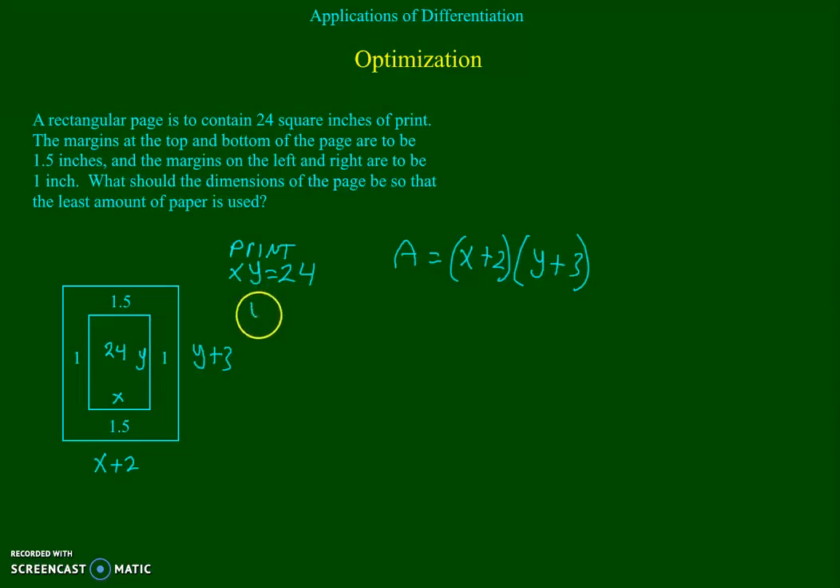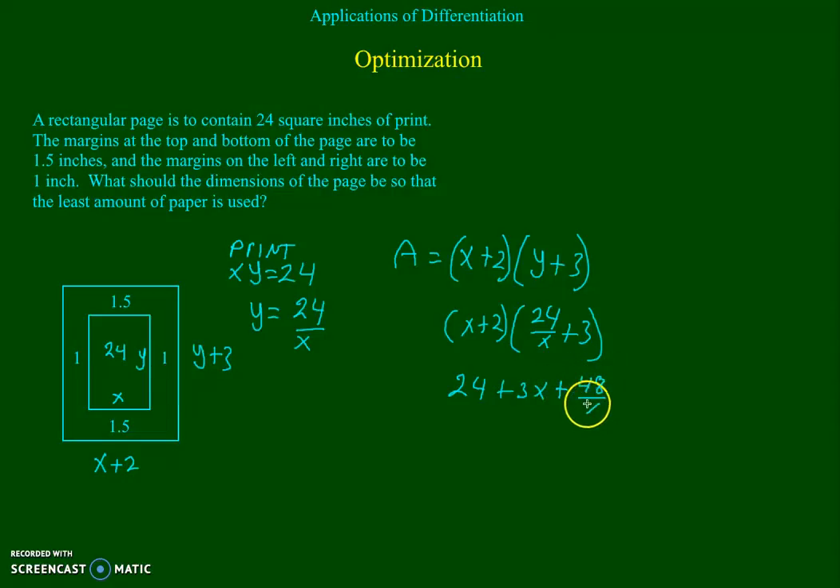So y equals 24 over x. I'm going to take this expression and put it in for this. So this becomes x plus 2 times 24 over x plus 3. Now we're going to multiply through and see what our final equation is. This times this is 24. This times this is 3x. This times this is 48 over x. And this times this is 6.